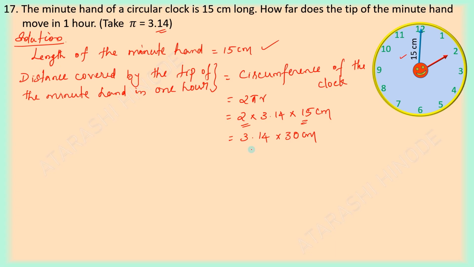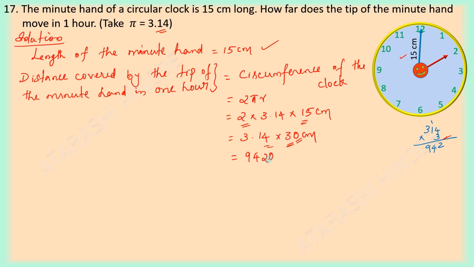Now for multiplying 3.14 and 30, let us multiply 314 into 3. 3 4s are 12, 3 1s are 3, 3 plus 1 is 4, 3 3s are 9. That is equal to 942. Now we have to put this 0 because we have multiplied with 3 only.